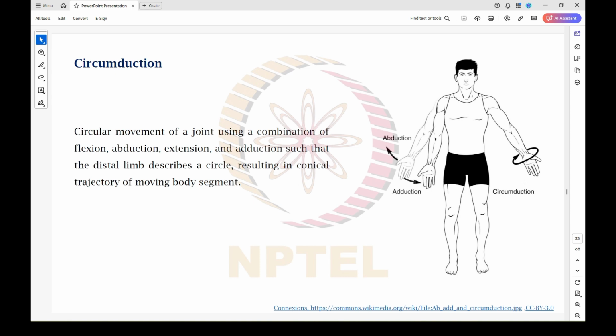There is one more movement which is sort of a culmination of multiple movement types: flexion, abduction, extension, and adduction, which is circumduction, in which you are twisting your forearm in a circular fashion, which results in a conical trajectory of the body segment. This is a complex movement in which four different individual movements are combined.